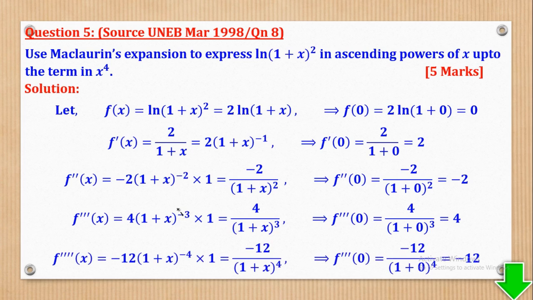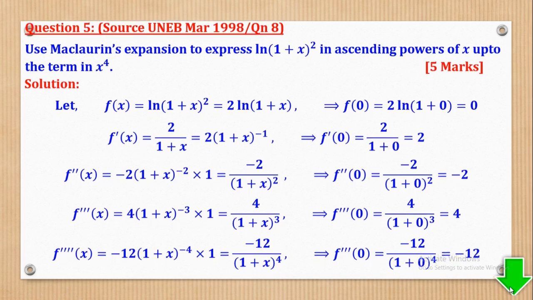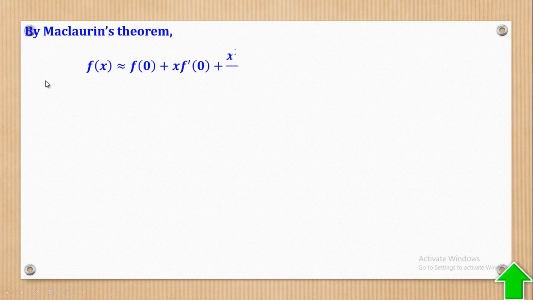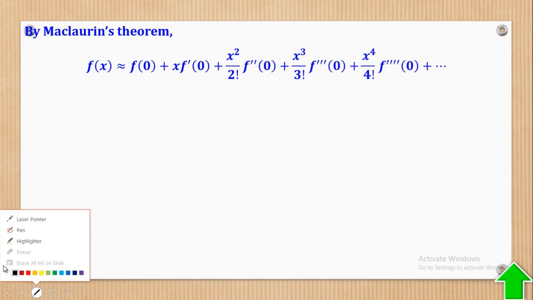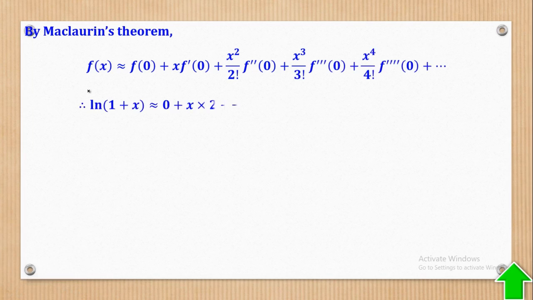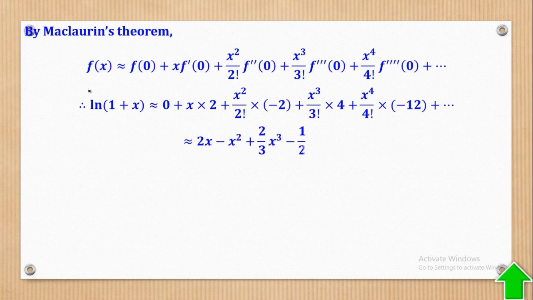Then the same, bring down the power, it becomes negative 12. Reduce the power by 1, which is that. Derivative of the inner bracket is that. So substitute x equal to 0, you come up with negative 5. So by Maclaurin's theorem, you shall come here and substitute. Then use the calculator to come up with that.